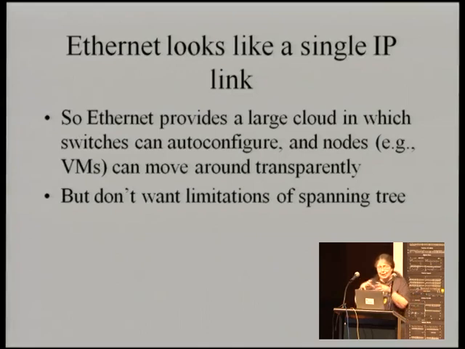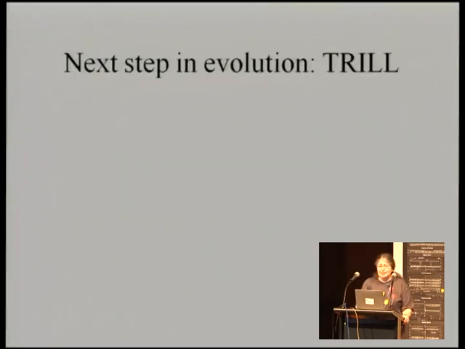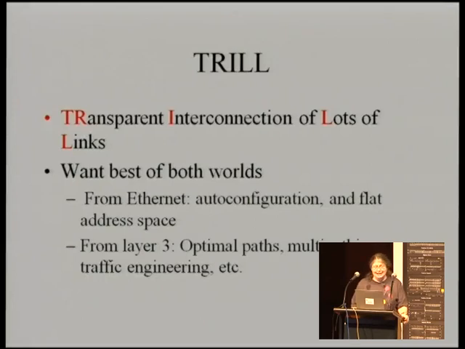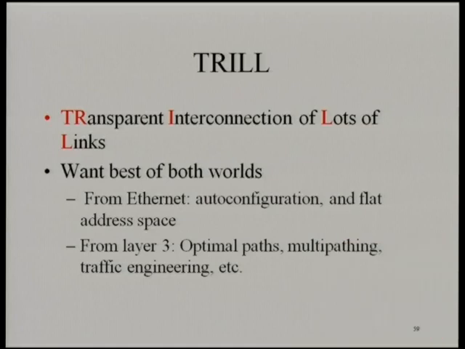So we want to be able to create a large flat Ethernet, but we don't want to have the limitations of spanning tree. We want to be able to use multiple paths. We want to use shortest paths. We want to do traffic engineering, all of the things they've been doing in Layer 3. So this is where I proposed this thing that became a working group in IETF, and the initial thing has been standardized. It's called TRILL, because it stands for Transparent Interconnection of Lots of Links, which will hopefully give you the best of both worlds.